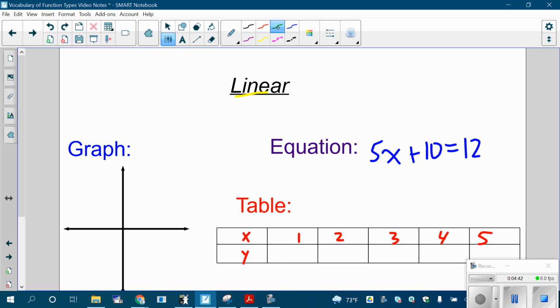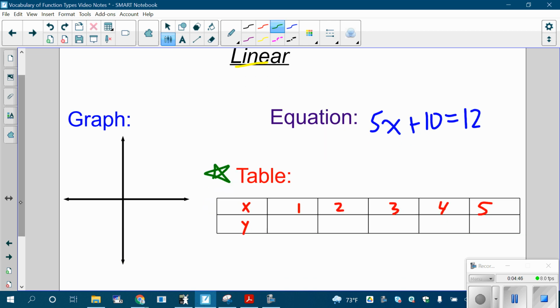How do you know a table? This is important. You should be able to look at a table and tell that it's linear. It's going up or down the same amount. Doesn't matter what that amount is, but it better be going up or down the same amount. This table is linear because it is going down 2 every time. What is that amount called? It's called the slope. We'll talk about that, but that's an example of a linear table.